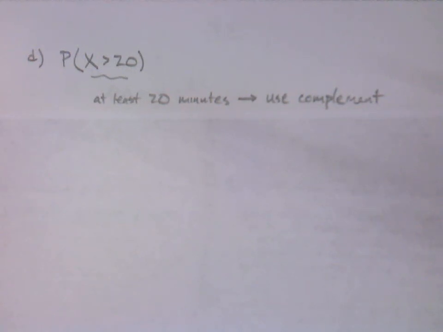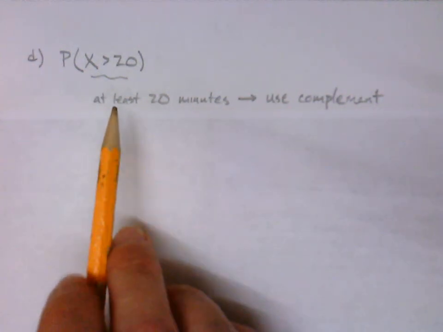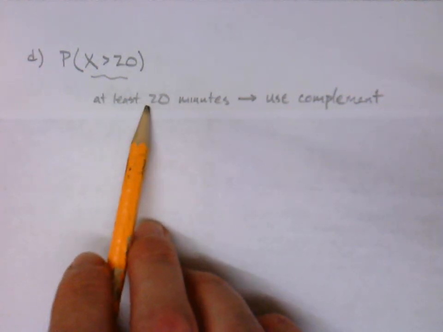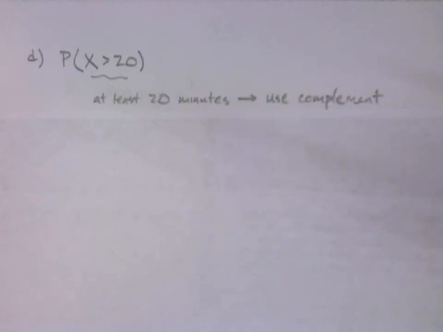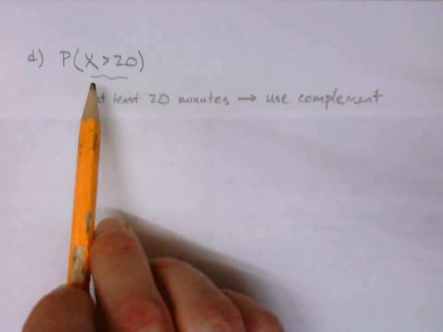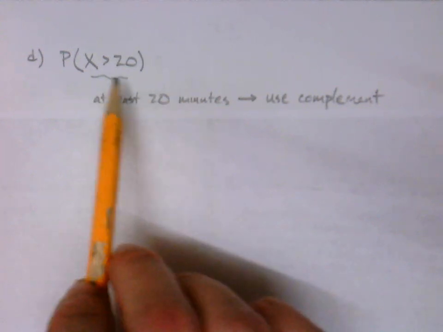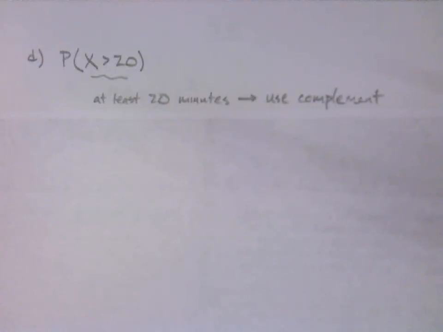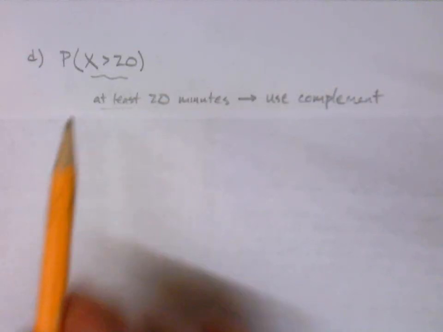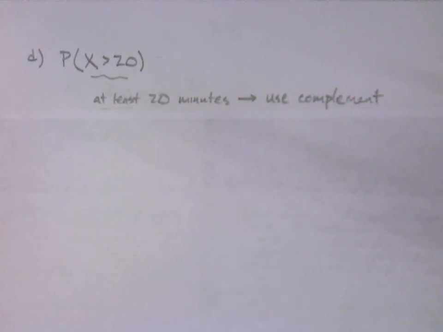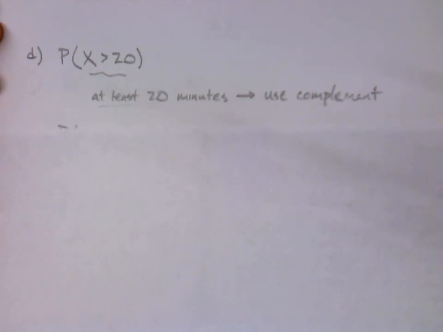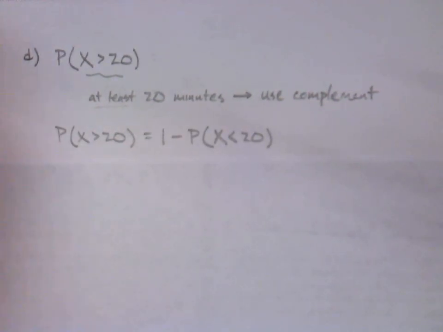Think of this, it says in the problem, take over 20 minutes, but it could have been phrased as at least 20 minutes. What are the chances that a randomly chosen person takes at least 20 minutes, 20 minutes or more? And that word at least, hopefully that strikes you. We're going to use the complement here. Here's how we're going to do it. We're going to think of it this way.